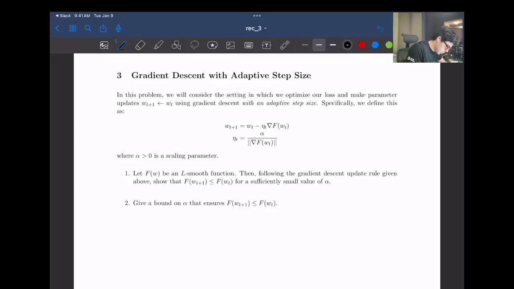So now let's do this problem. Gradient descent with adaptive step size. In this problem, we'll consider the setting where we optimize our loss and make parameter updates like this using gradient descent with adaptive step size. So eta is the step size and it's going to change over time, over iterations. And for a given iteration t, this is going to be the learning rate eta for our gradient descent.